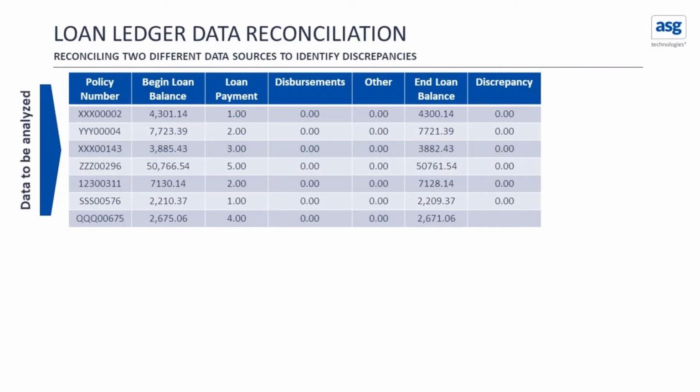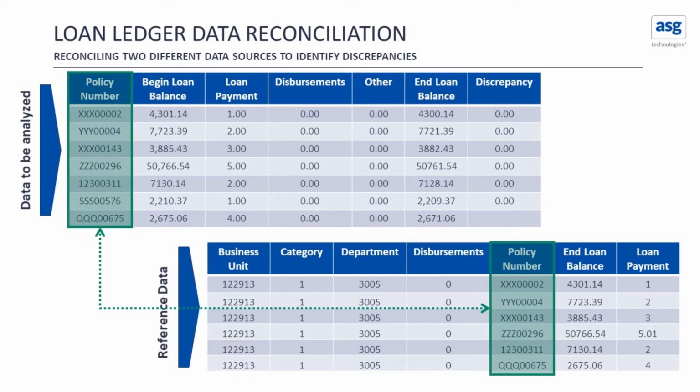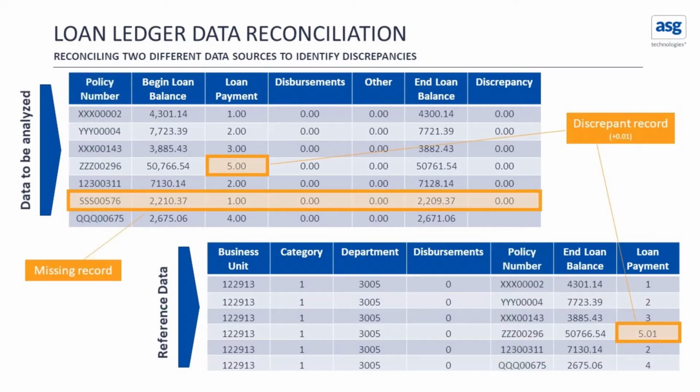Target data is a simulated loan ledger text file generated by an overnight batch job. Reference data is sourced from an ERP system. The intent is to compare this data and, for each key field, that is the policy number, identify discrepancies.